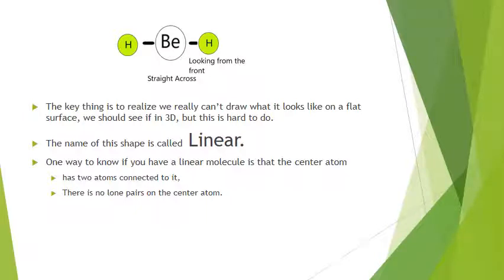Okay, so we usually draw it like this, in a straight across fashion. Okay. Key thing to realize is we really can't draw what it looks like on a flat surface. It's hard to do it in 2 dimensions. But you have to get the idea, all right? So one way is to think about it in terms of an angle like that. But anyways, we usually draw it like this. Now this molecule, the shape is called linear.